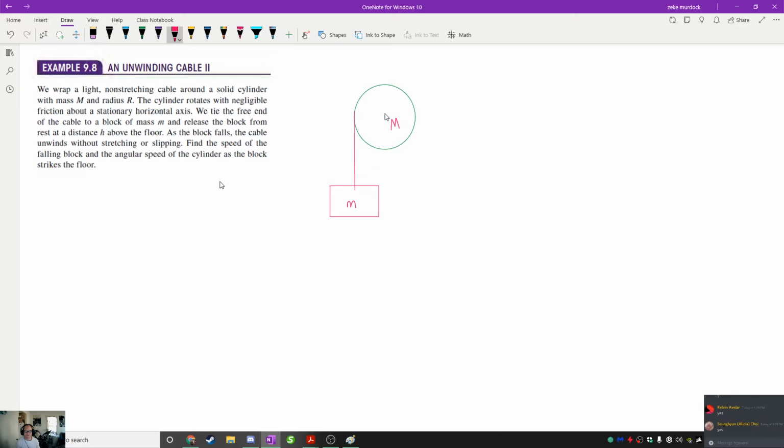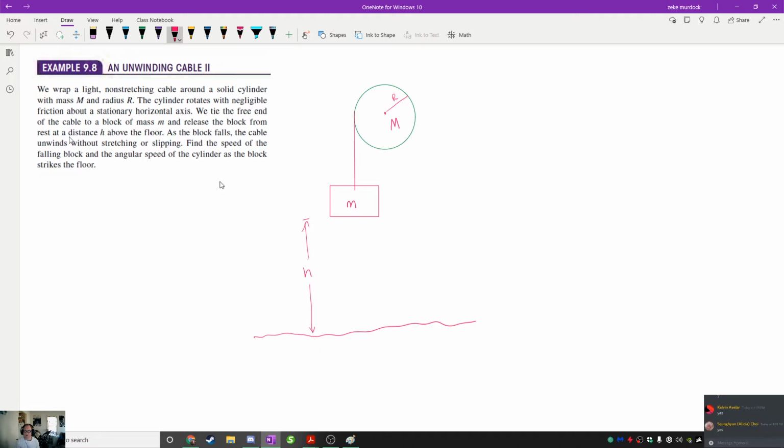Okay. And the cylinder is free to rotate about a horizontal axis through its center, and it has a radius, capital R. So this spool right here has a lot of rope wrapped around it, and also we have the ground down here, where this box is a height h above the ground initially. And I think the whole thing starts from rest.